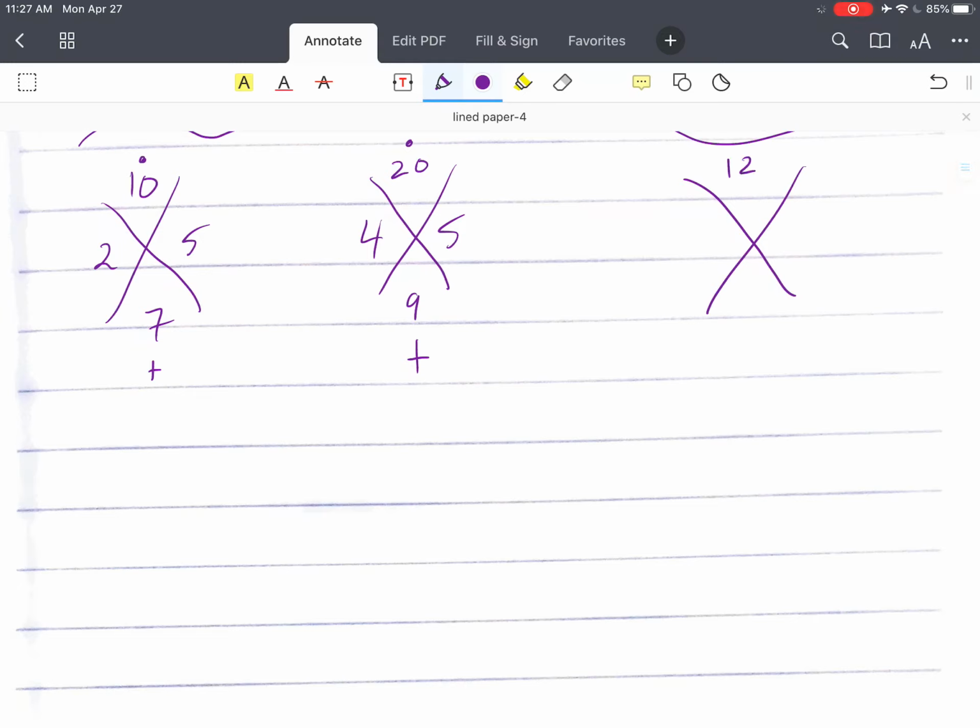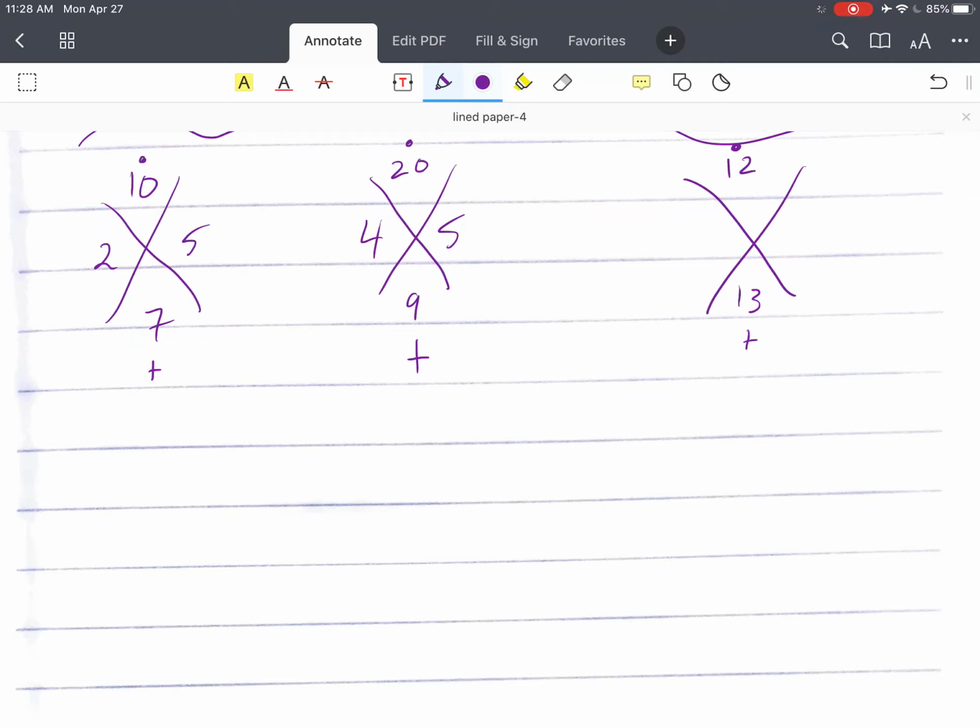Let's do one more. What are two numbers that multiply to 12 and add up to 13? This one's a little bit tricky.